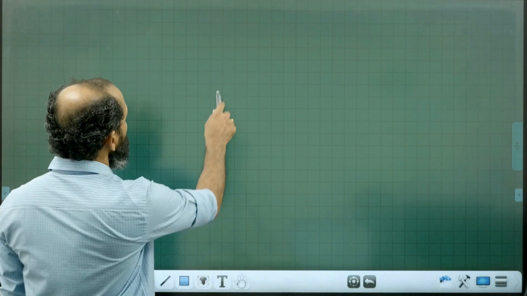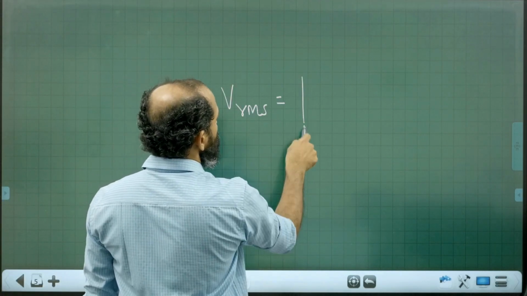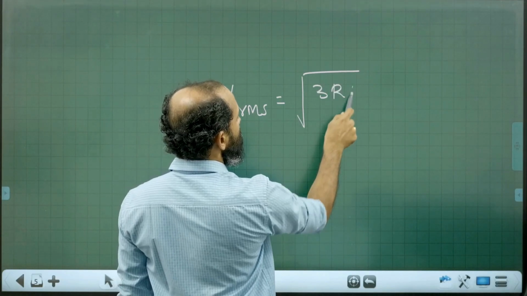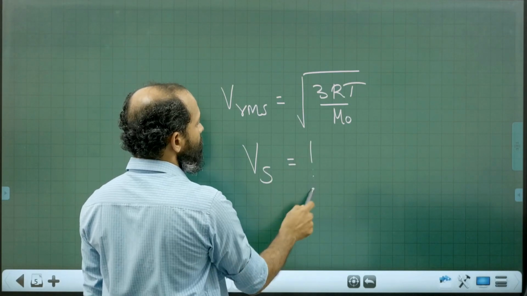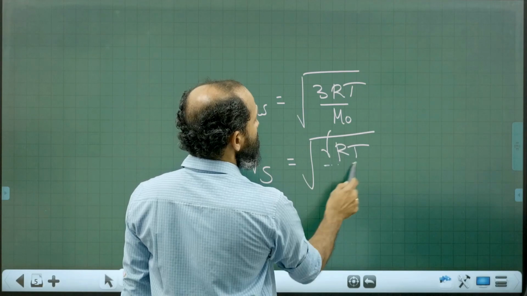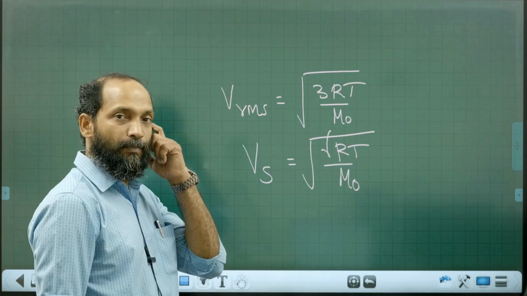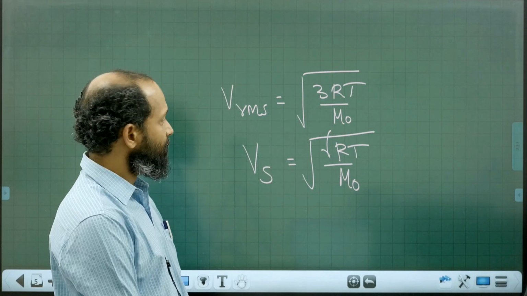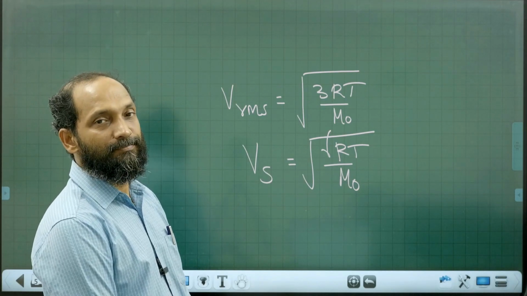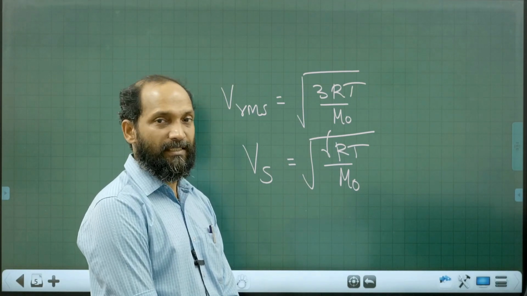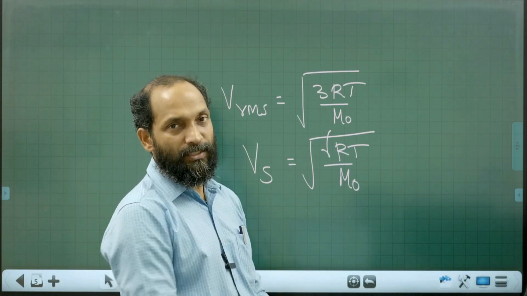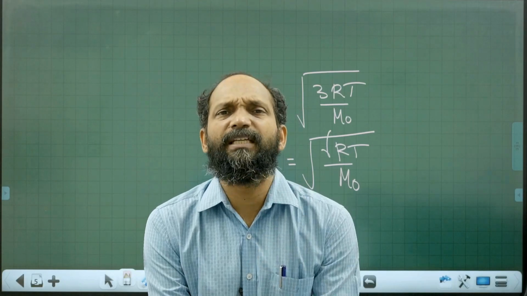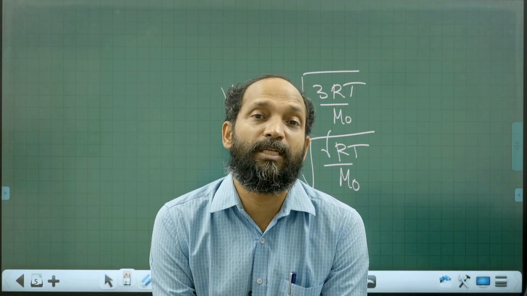We have learned the RMS velocity formula. VRMS, the velocity of gas molecules, is root of 3RT by M0. But speed of sound is equal to root of gamma RT divided by M0. This comparison is very important. Don't confuse between each of these. Okay, for every unit degree rise in temperature of air, speed of sound increases by 0.6 meter per second, for which every 10 degree Celsius rise of temperature, speed of sound in air increases by 6 meter per second. That is to be noted.